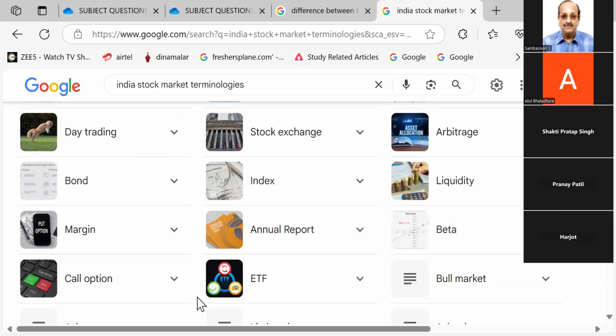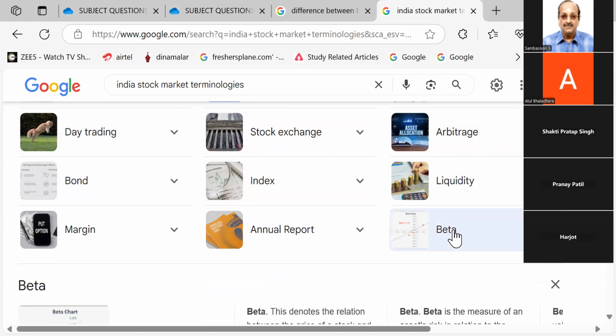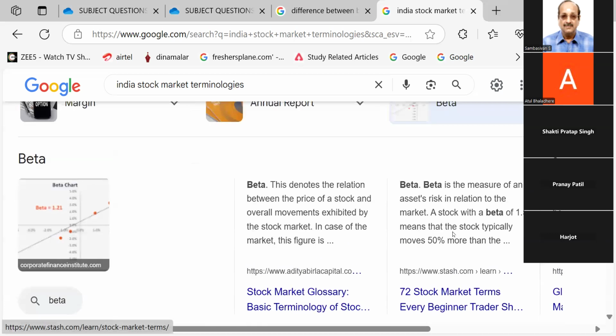Beta means, what is it? No idea. Beta means starting, beginning, trial. Okay, trial version. Normally, that's what I believe. Let us see what answer they have given.